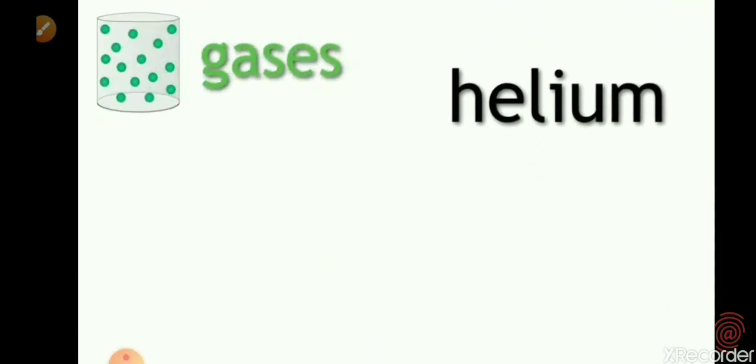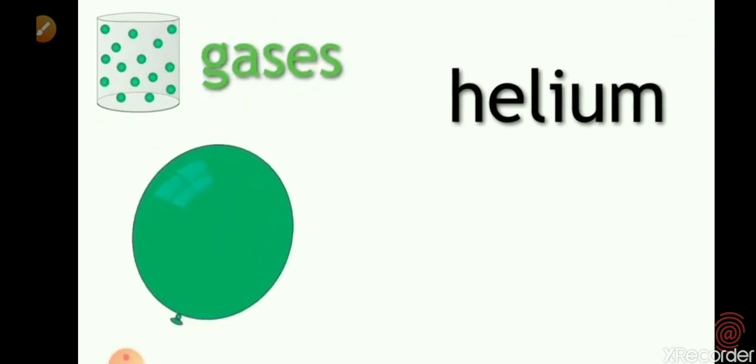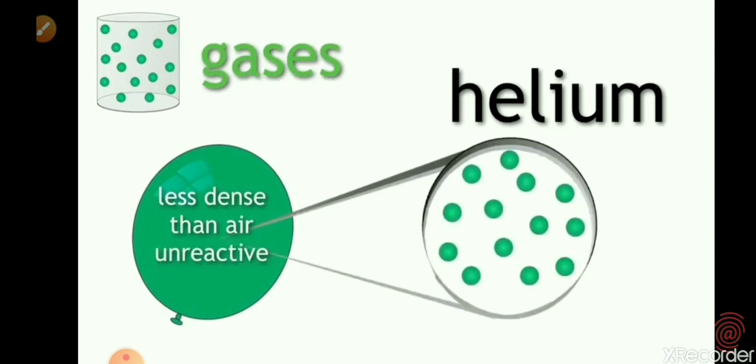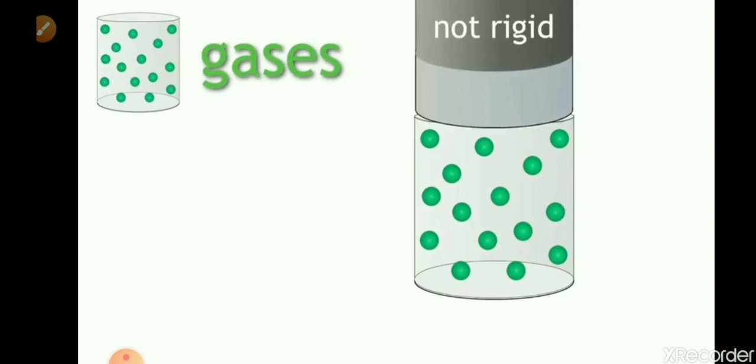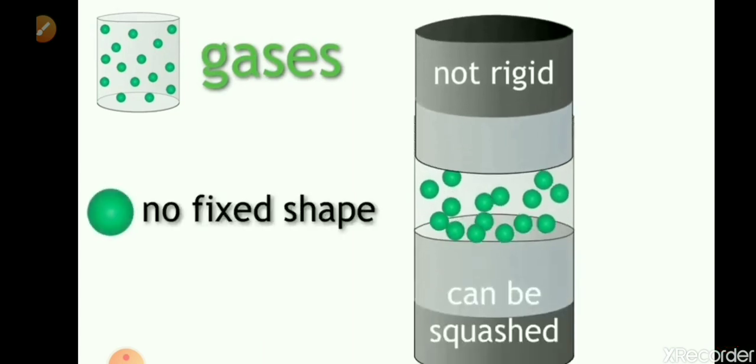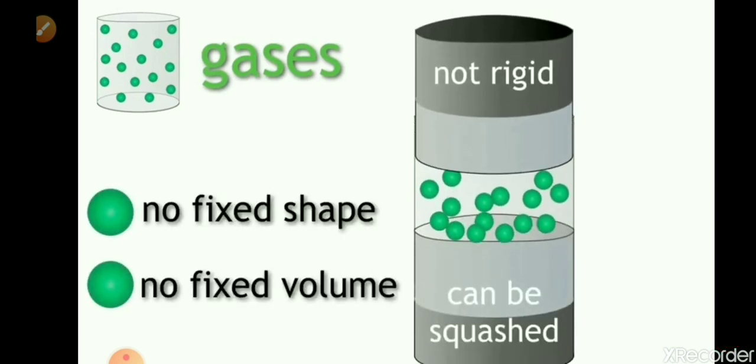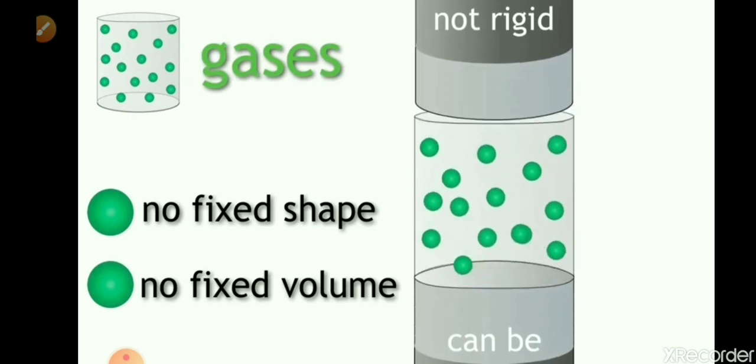Let us talk about gases. For example, helium, which is filled in balloons, makes them fly because it is less dense than air. In gases, the particles are far apart from each other and they can move freely. So gases can flow easily and take up all the available space in any object. That's why they are not rigid and they can be squished. They have no fixed shape and no fixed volume.